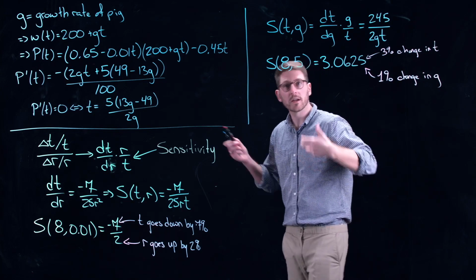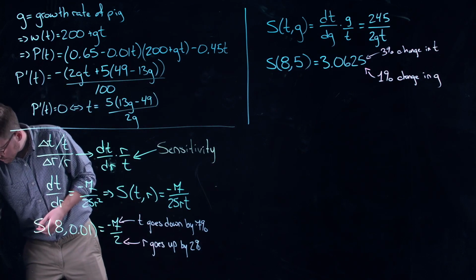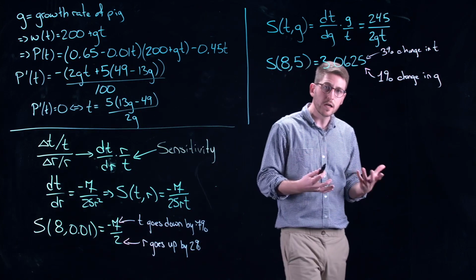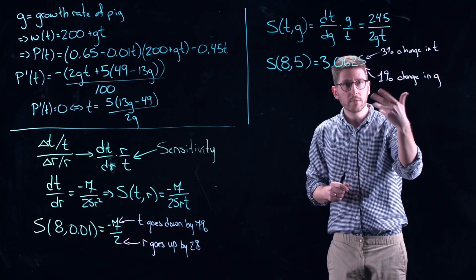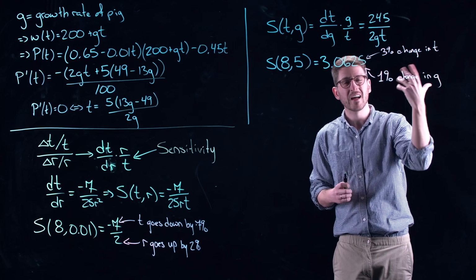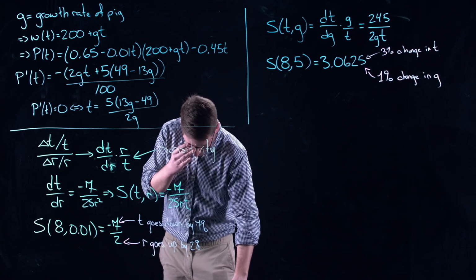So this is really almost like business analytics. This is how you properly talk about these things in the real world. These are relative change rates. These are sensitivities. So very small change. A 1% change in g causes about a 3% change in T, right? It's not a crazy relationship between these things.